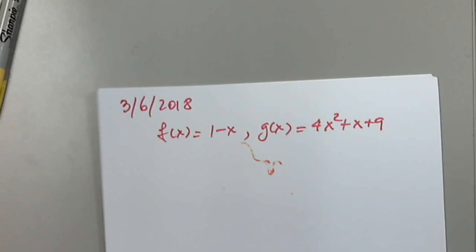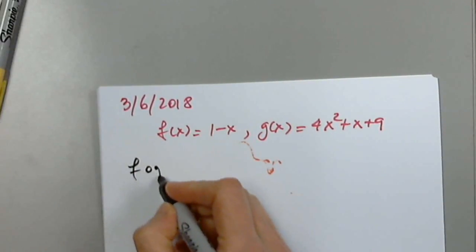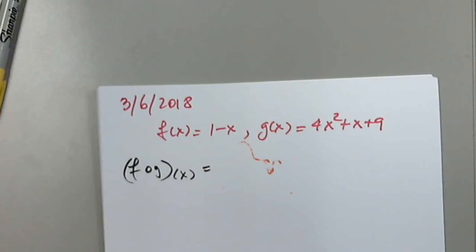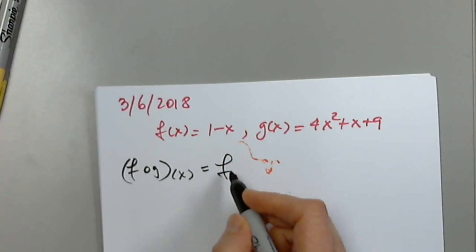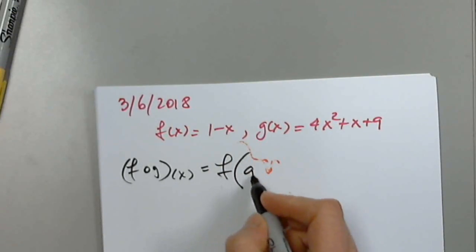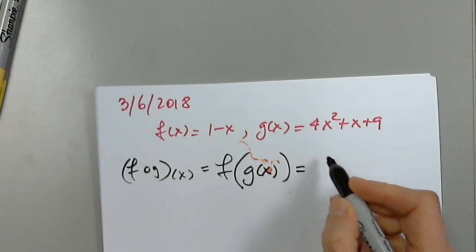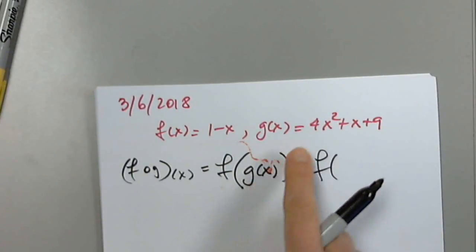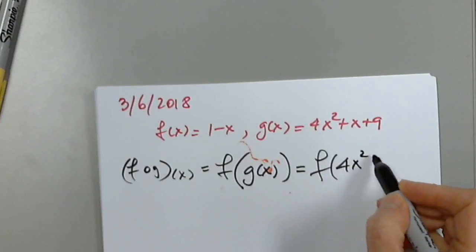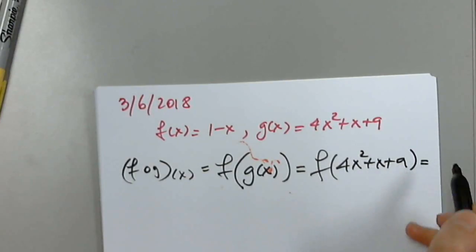Find f comma g of x. What is the definition? How do I determine f comma g of x? It's f of g of x. Awesome. So I have f, and I have to replace g by 4x squared plus x plus 9.